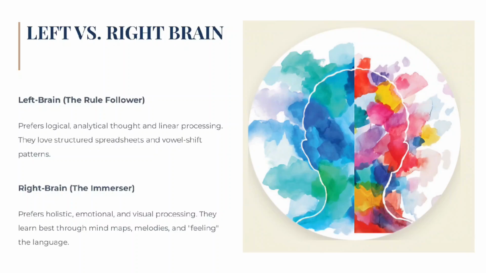categorized by their vowel shift pattern. Right brain learners are holistic, emotional, and visual types. They don't want a list. They want a feeling. They might remember vocabulary better if they draw it in a colorful mind map or if they hear the dialogue set to a catchy melody. For example, a student who remembers vocabulary by drawing a mind map with colors and symbols, or who learns a dialogue better when it is set to a melody.